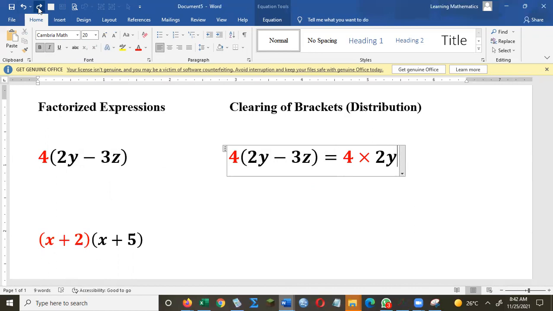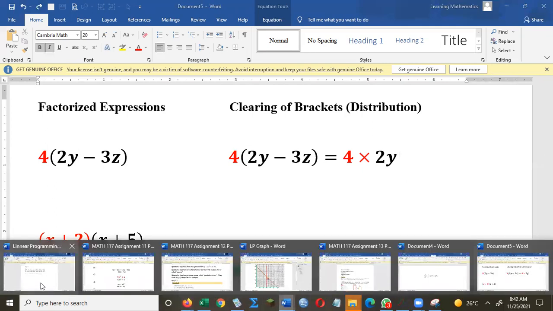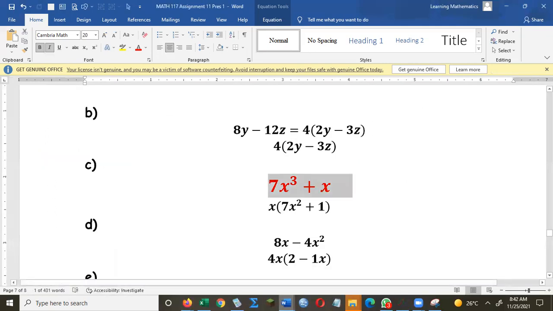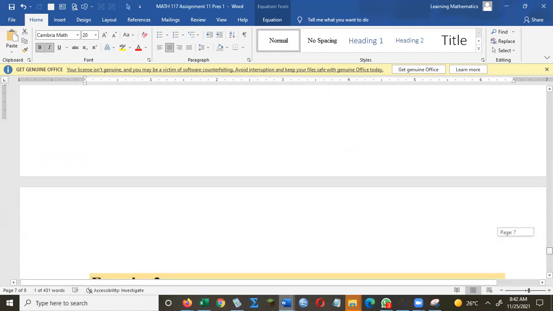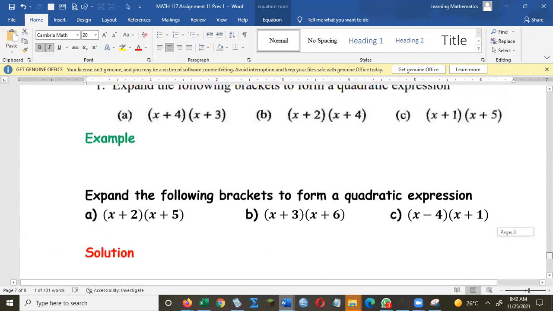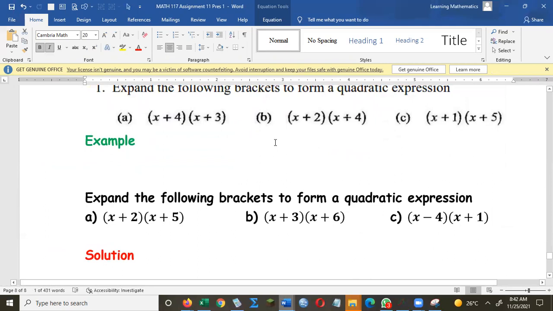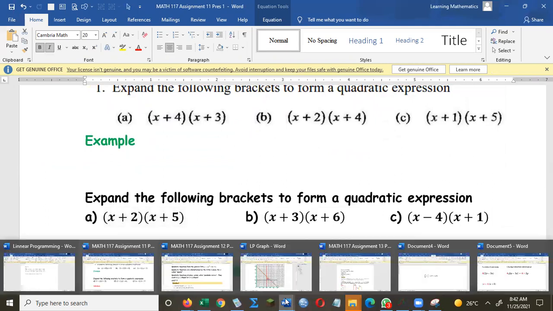We are on assignment 11, the last part of assignment 11. Yeah, look there. That's where we are. Expansion, clearing up brackets. Look at there. Exercise 2. But before we venture into this one, I'm giving you a simple example.